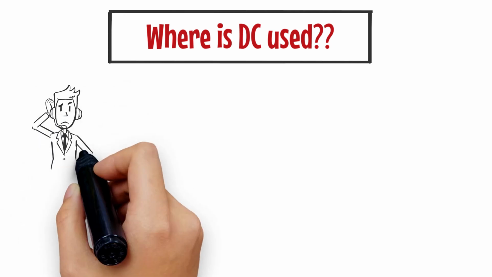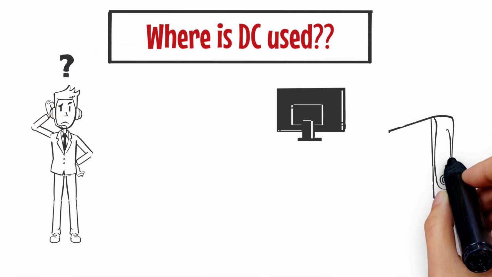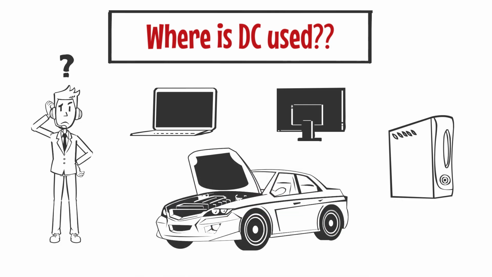So where is DC actually used? The insides of TVs, game consoles, and PCs all run on DC. Most home appliances actually run on DC. Furthermore, the control circuits of cars are all driven by DC.